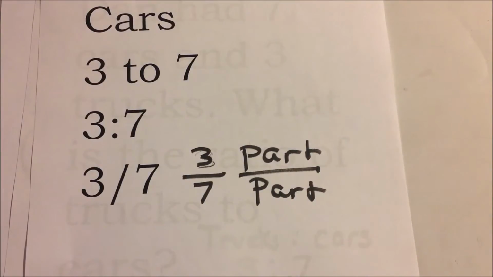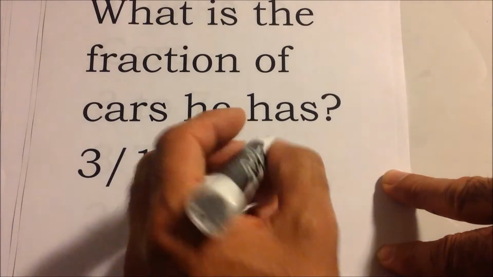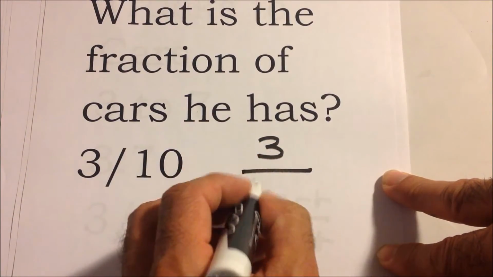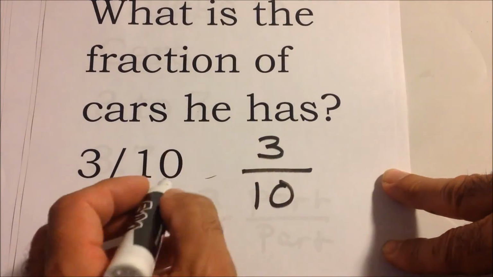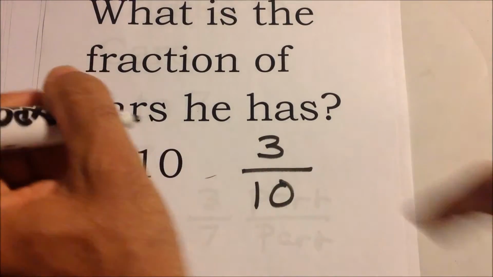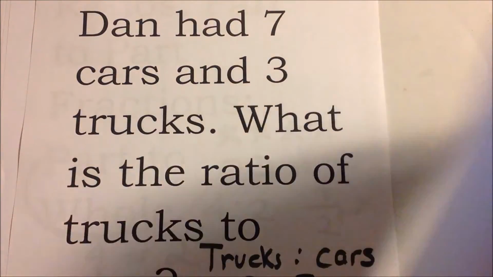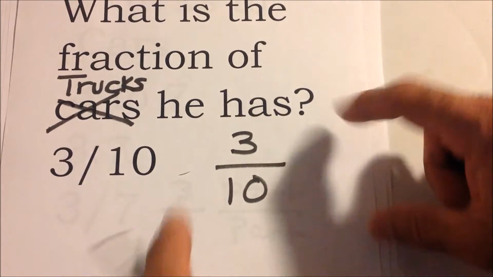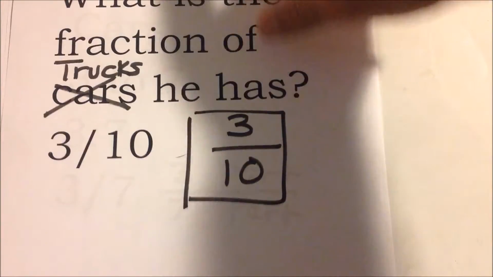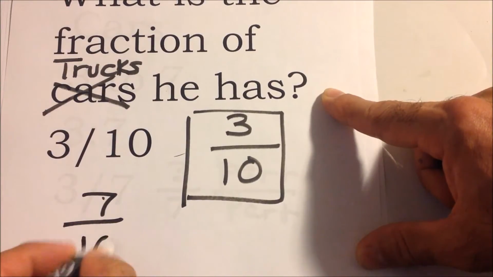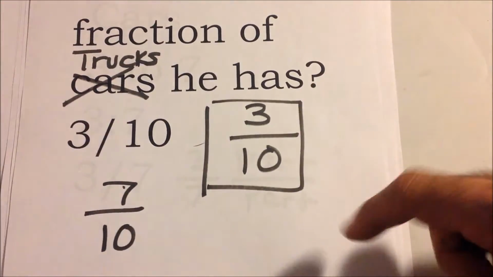Now, if we say, what is the fraction of cars he has? The fraction of cars he has would be 3 over 10. There's 10 total toys. Let's say these are toys. He has 3 cars and 10 total items. Actually, that would be the fraction of trucks. Let's go back to that question. Dan had 7 cars. So he has 3 trucks. The fraction of trucks he has is 3 over 10. The fraction of cars he has will be 7 over 10. Again, with fractions, it's part to whole.